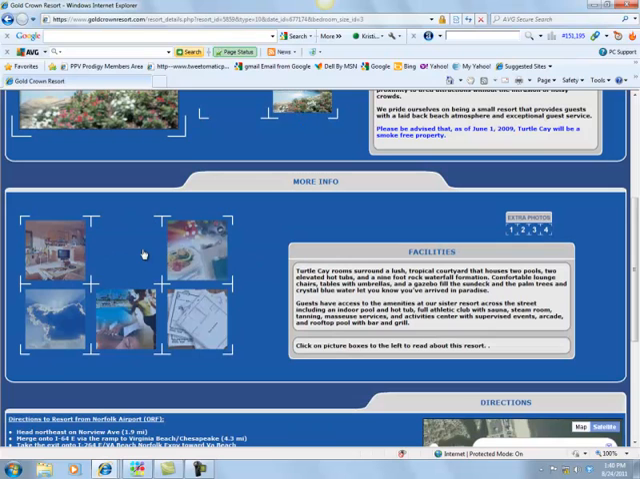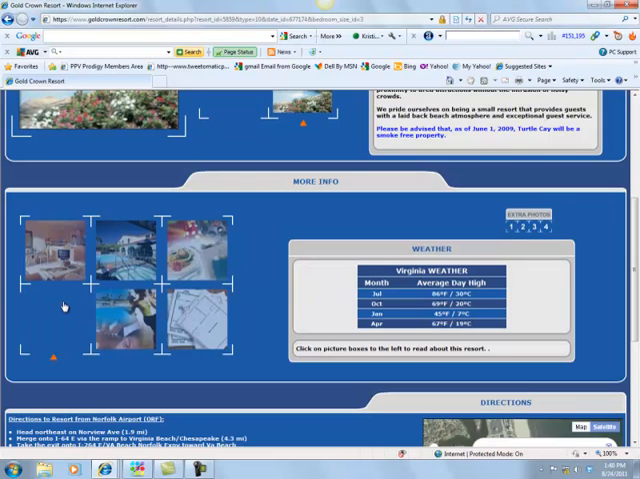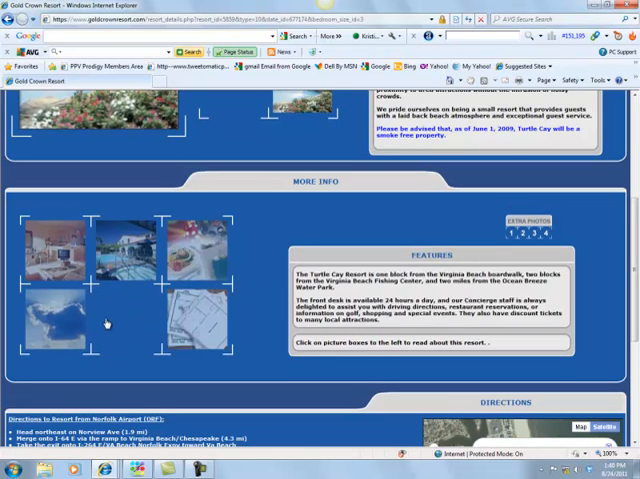So there's the entertainment. Here's the facilities. They have a big, beautiful gazebo, sun deck, pool area, the unit amenities. They have pretty much everything you could possibly want or imagine in their unit amenities. Here's the weather. The weather looks very nice. And some other features. This Turtle Cay Resort, it's one block from Virginia Beach Boardwalk, two blocks from the Virginia Beach Fishing Center, and 2 miles from the Ocean Breeze Water Park.